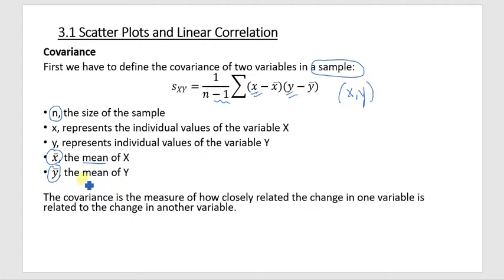And x bar is the mean, the average of the x's, and y bar is the mean or the average of the y's. So the covariance is the measure of how closely the change in one variable is related to the change in the other variable. If you think about it, when we're looking at a scatter plot, we want to know as x increases this much, y increases this much, right? So how closely related those changes are to one another.